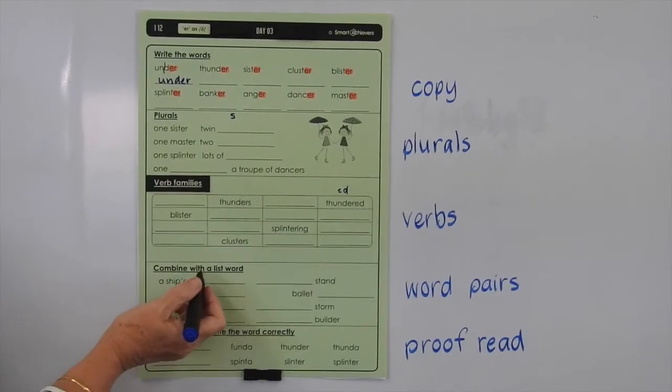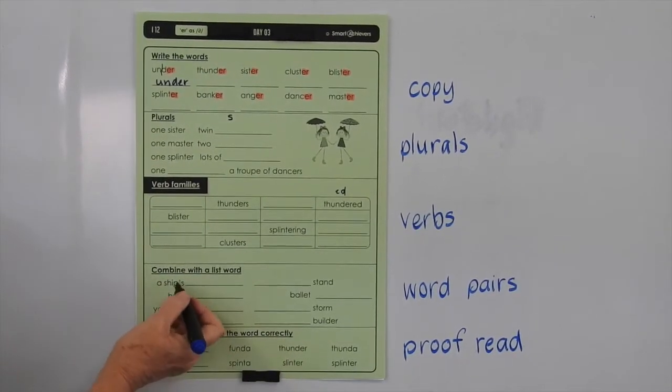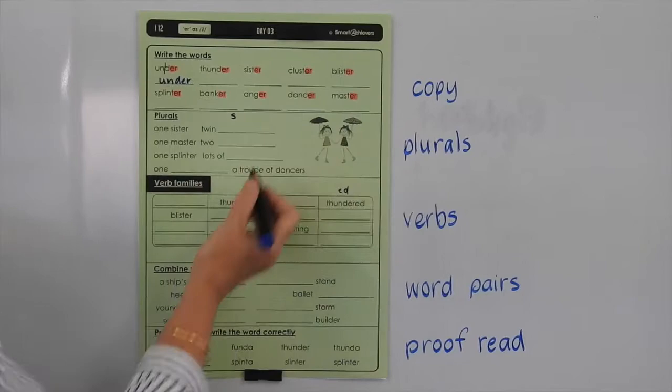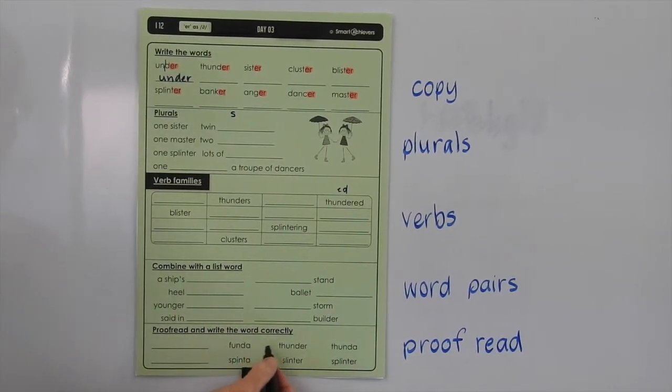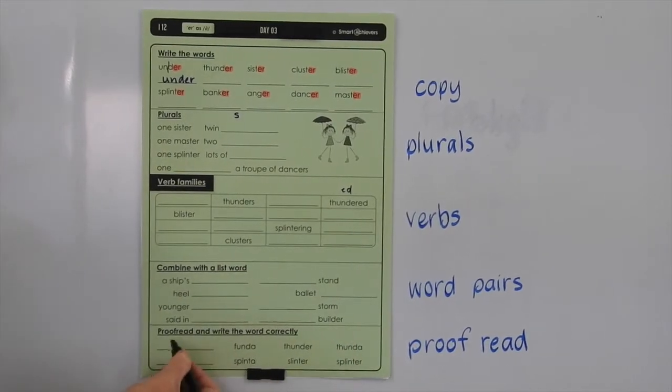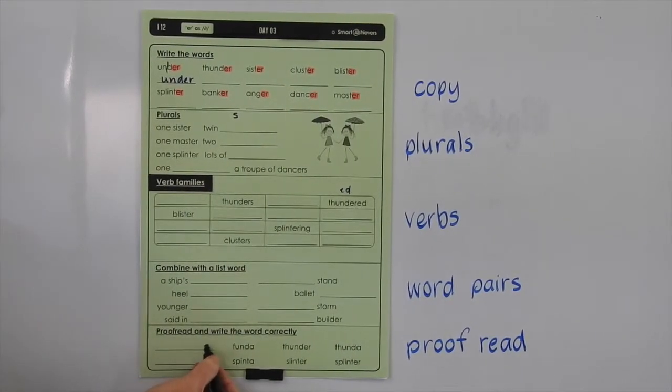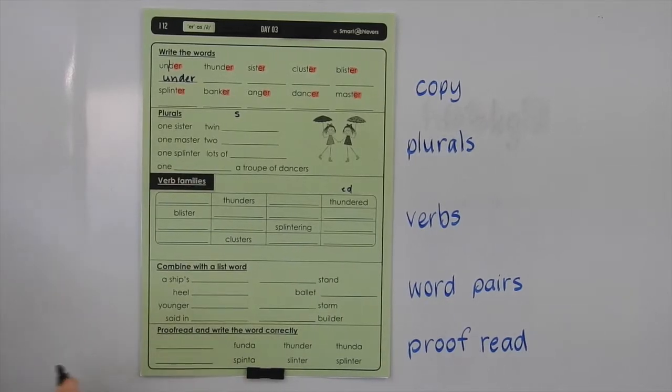Down here you've got to find a word that goes with these other words. So you've got ships, would be master. You can work out the rest of those on your own. Here you've got to work out which word is spelt correctly and then write it on the line provided. Off you go.